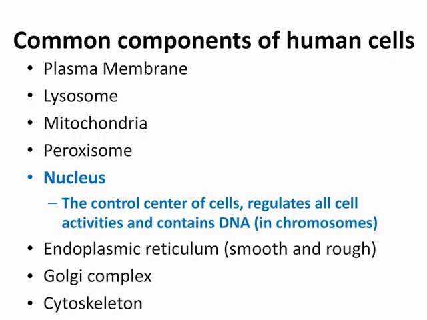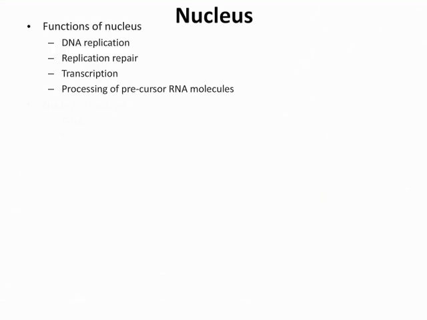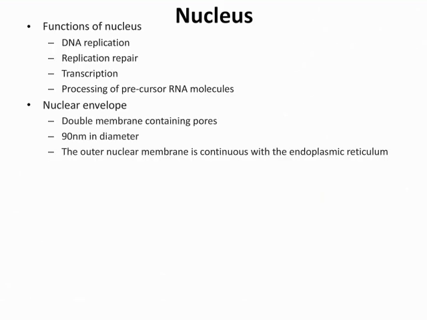Alright, so objective 7 is describe the structure and function of the nucleus. So a nucleus, right, is the control center of the cells located in the center, regulates all cell activities, and contains DNA in chromosomes. Alright, so what are the functions of the nucleus? You can do DNA replication, replication repair, transcription, and processing of precursor RNA molecules. So you should be able to tell me those types of functions.